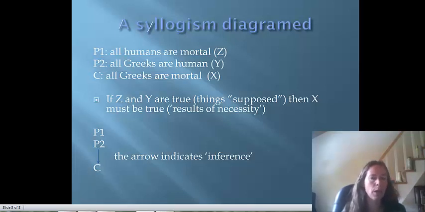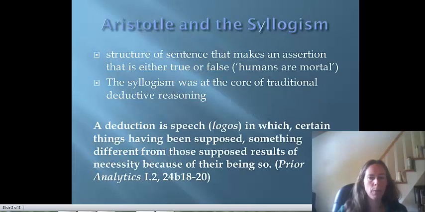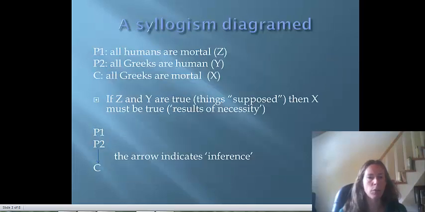So if we were to diagram this out, it would be if Y and Z are true, then X must be true, right? And so keep in mind that Y and Z are those things supposed from the statement above, right? Certain things having been supposed, something different results. The thing that's different is our X, right? All Greeks are mortal. So those of you who are math majors probably find this very easy to follow. The rest of you might not.